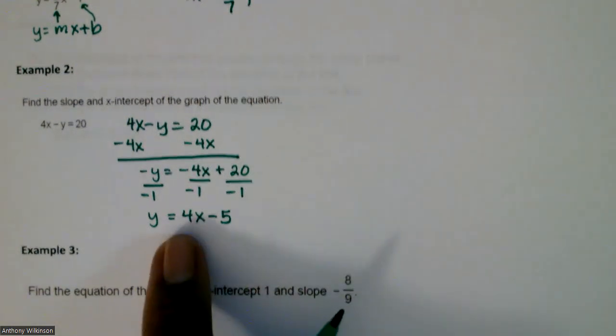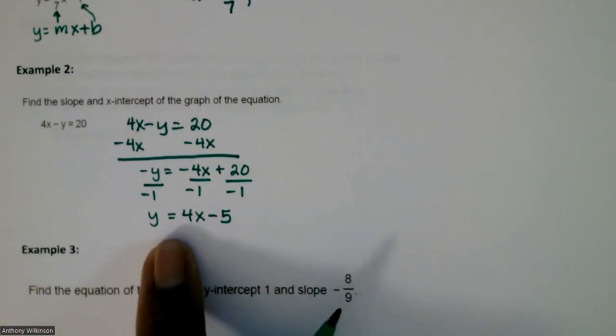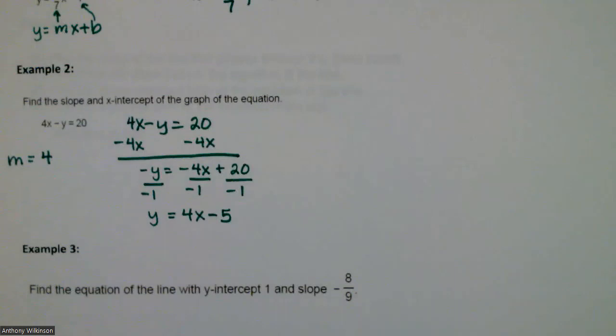From this, I can identify the slope. Okay, that's going to be the coefficient of my x term. So here, the slope is 4.